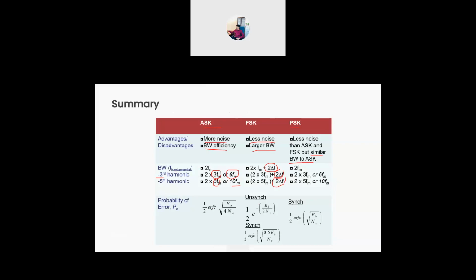And for FSK, we have synchronous and asynchronous. For asynchronous, it's half exponential of negative EB over 2 N naught. For synchronous, it will be half error function of EB over 2 N naught. For PSK, the PE or bit error rate is half error function of the square root of EB over N naught.